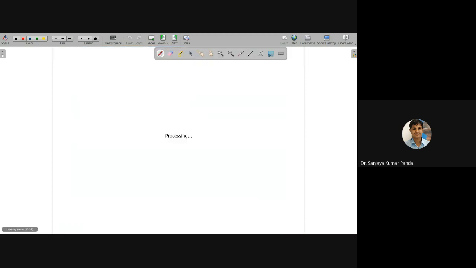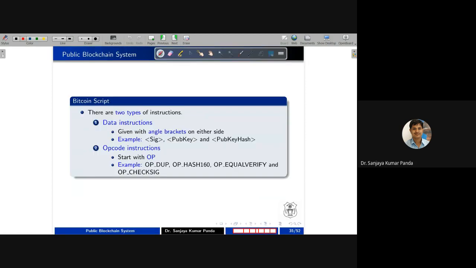Now there are two types of instruction you can find in the Bitcoin script. The first is called data instructions, and the second is called opcode instructions. Data instructions are instructions represented in the form of angular brackets. If any instruction is enclosed with an open angular bracket and a close angular bracket, that is called a data instruction. For example, I can write SIG. SIG stands for signature. PUB key stands for public key. PUB key hash indicates public key hash, right?